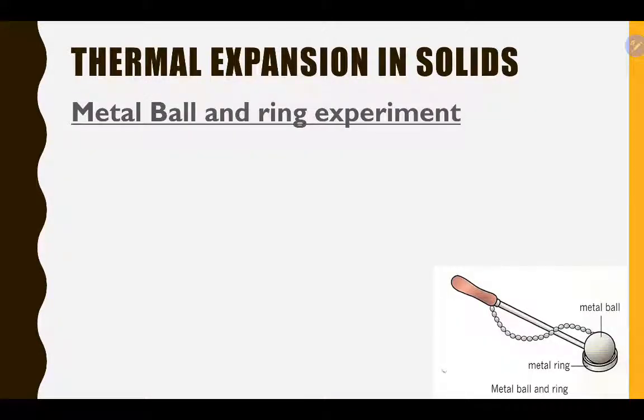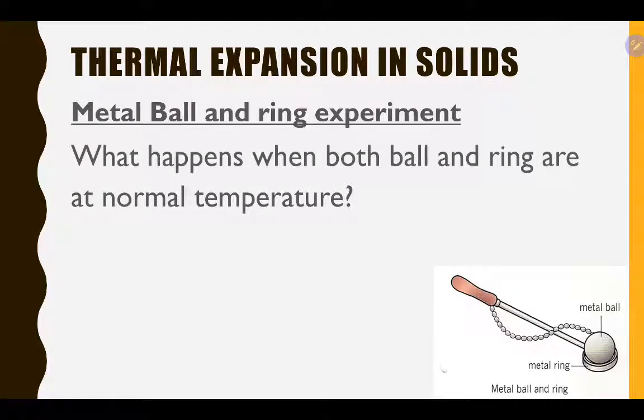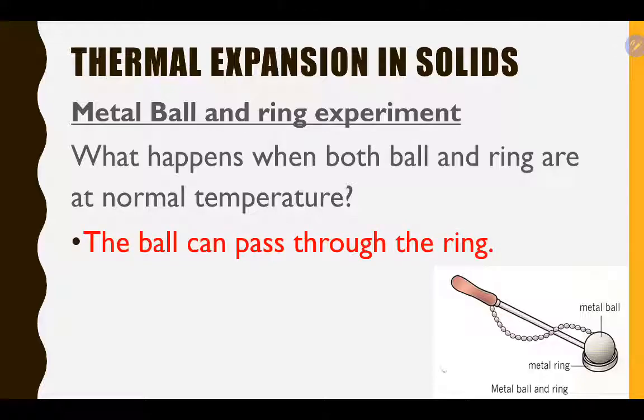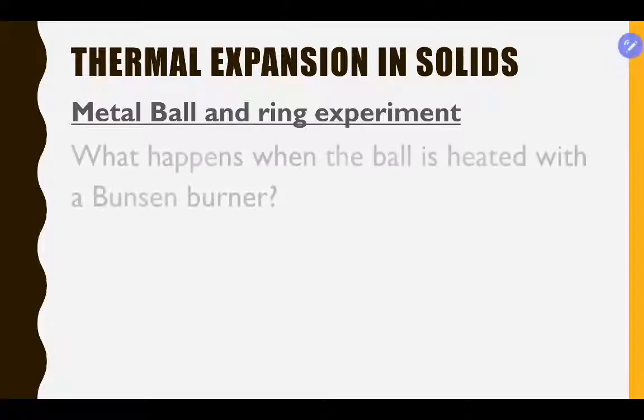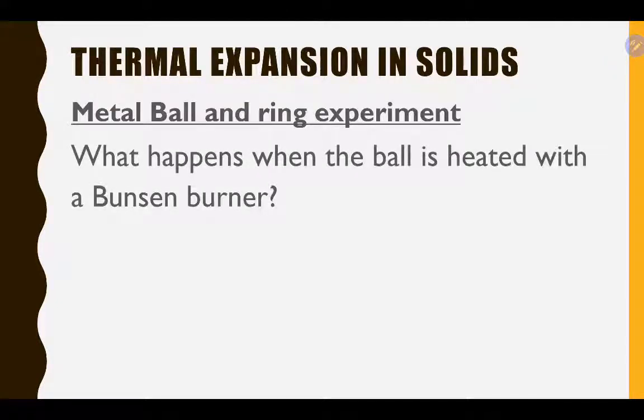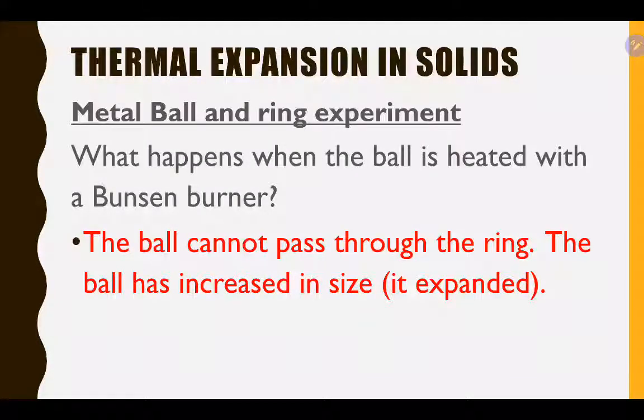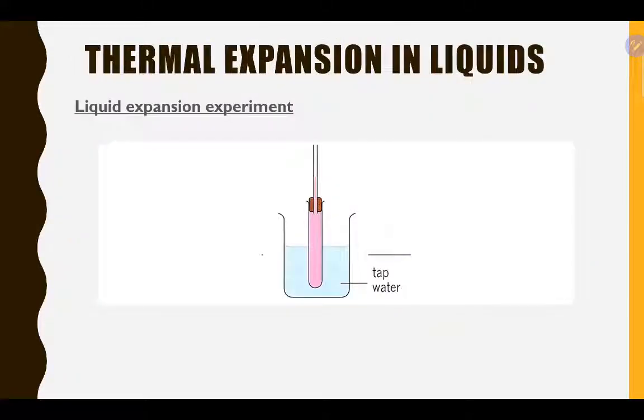So this is the metal ball and ring experiment, the video earlier. So what happens when both ball and ring are at normal temperature? Before you heat it, the ball can pass through the ring. But after you heat it, the ball can no longer pass through the ring because it has expanded. The ball has increased in size due to thermal expansion, because the particles expand. So that was for thermal expansion in solid.